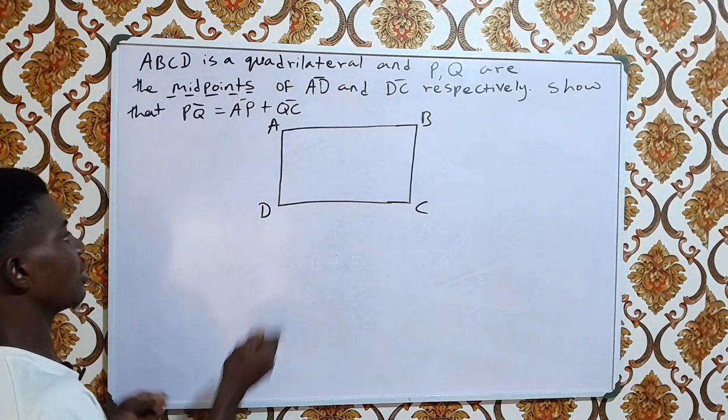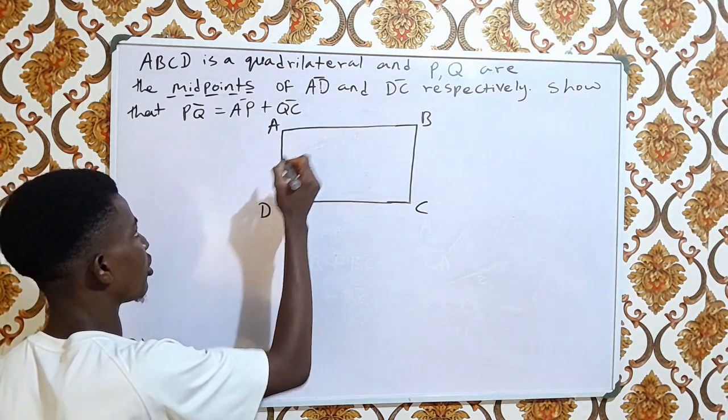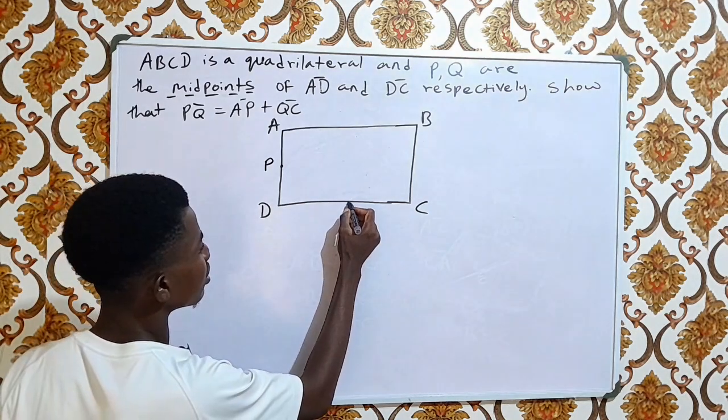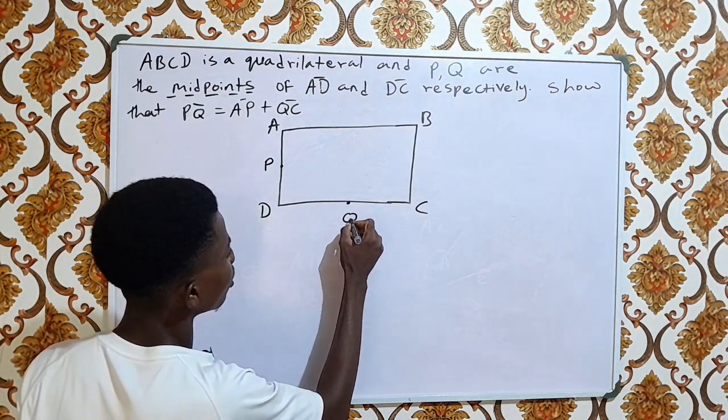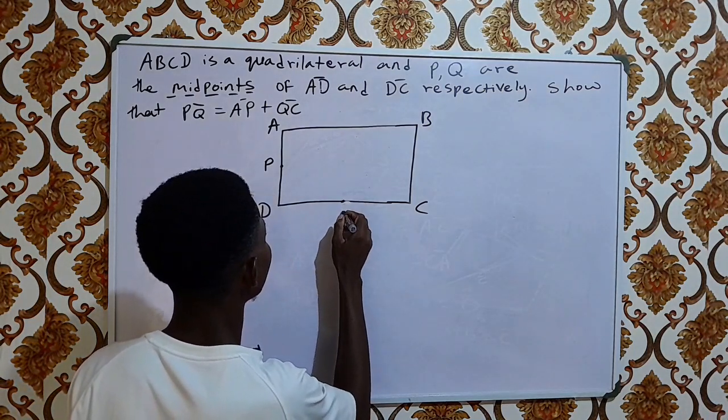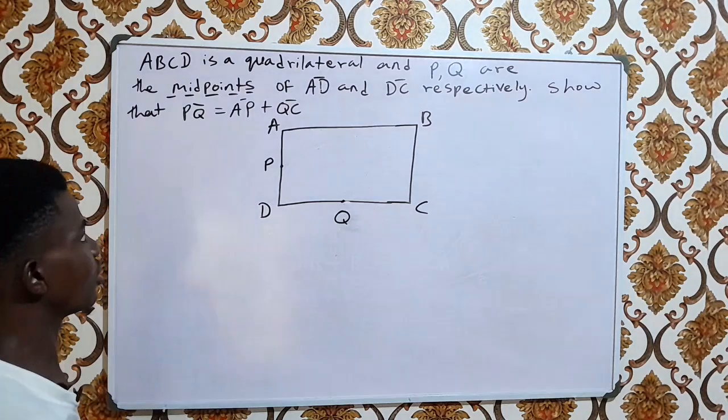Now we have here, from the question, that P and Q are the midpoints of AD and DC respectively. This is our AD. Here is the midpoint, we put P. Here is the midpoint, we put Q.